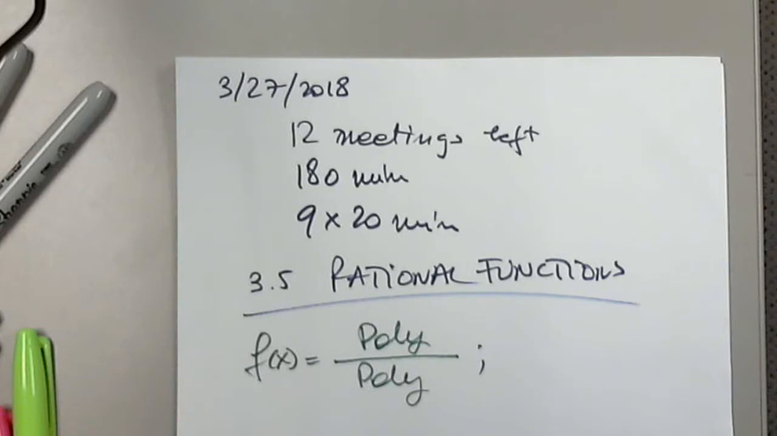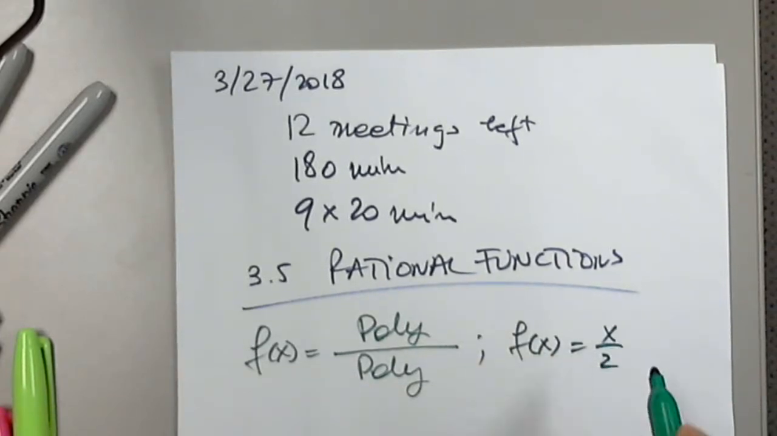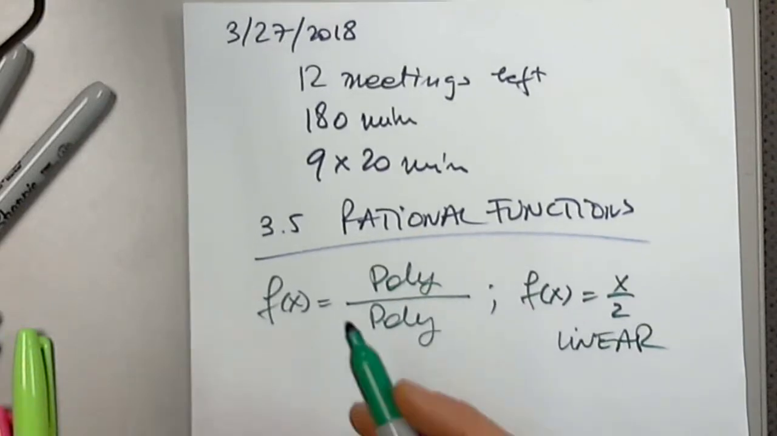If there is no x in the denominator, that is not a rational function. Something like this: f of x equals x over 2. This is linear. So a rational function has to have x in the denominator. Otherwise, it's not rational.